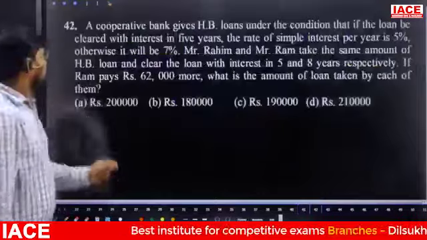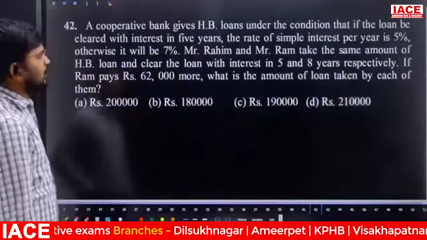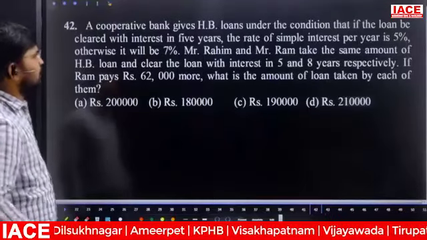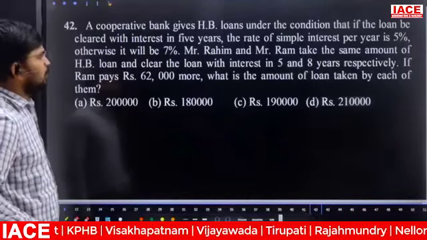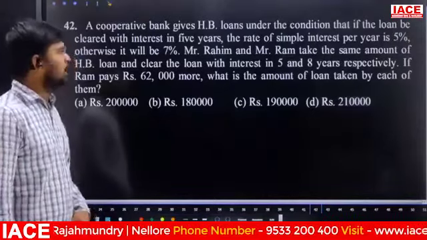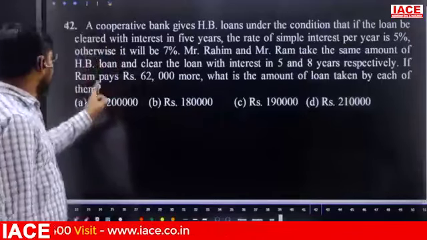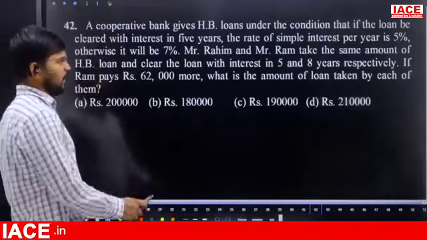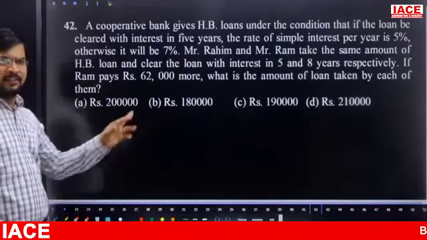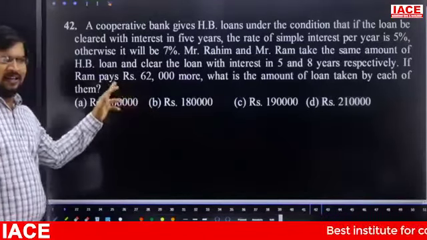Okay namma. A cooperative bank gives HB loans under the condition that if the loan is cleared with interest in 5 years, the rate of simple interest is 5%, otherwise it will be 7%. Mr. Rahim and Mr. Ram take the same amount of HB loan, and clear the loan with the interest in 5 years and 8 years respectively. If Ram pays 62,000 more, what is the amount of loan taken by each of them? I think this question is there in the handout itself.